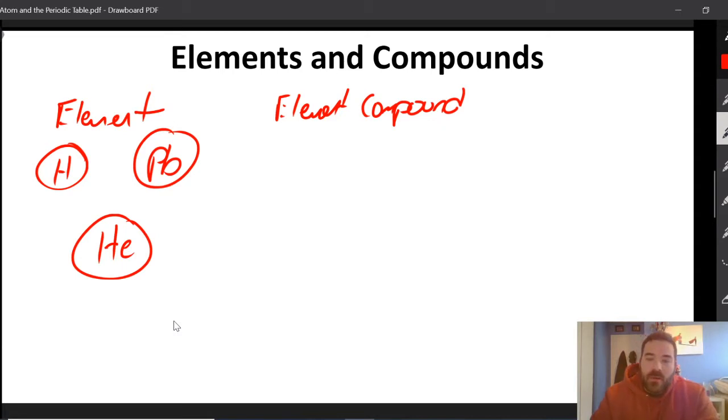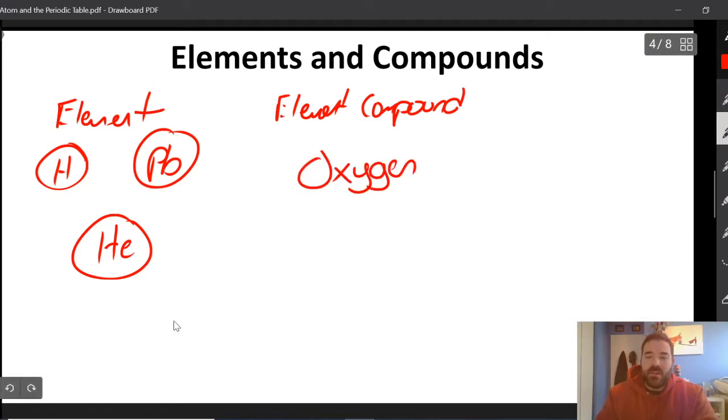So if we look at some of our diatomic molecules, for example, oxygen is a diatomic molecule. Oxygen doesn't like to exist on its own. You'll never really see oxygen freely by itself. It likes to bond to itself, so it'll bond to another oxygen. So this is still a molecule. It's a molecule because it's made up of more than one atom, but it's an elemental molecule because it's all made up of the same atom.